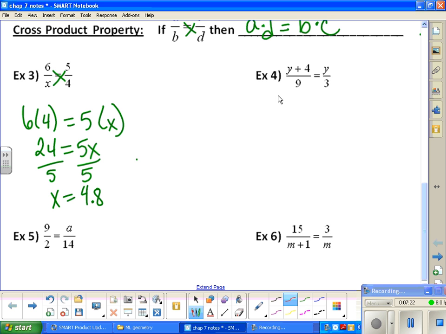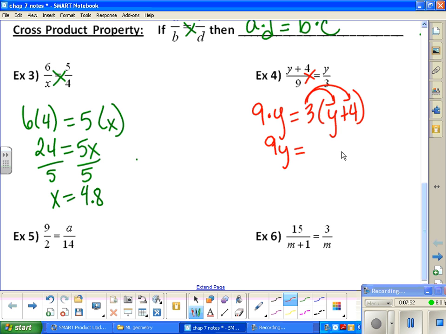Same thing for example 4, cross multiply. The only difference here is that you have an expression, y plus 4, and here you have 9 times y. So when you're multiplying, you say 9 times y equals 3 times y plus 4. The whole expression in parentheses, so you make sure you distribute. 9 times y is 9y equals, and then here I'm going to use the distributive property. I end up with 3y plus 12.